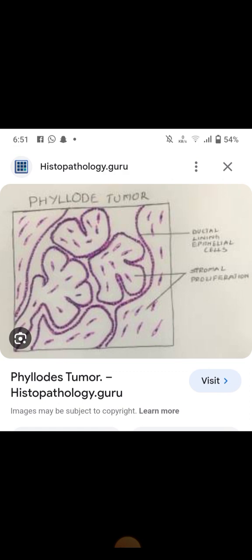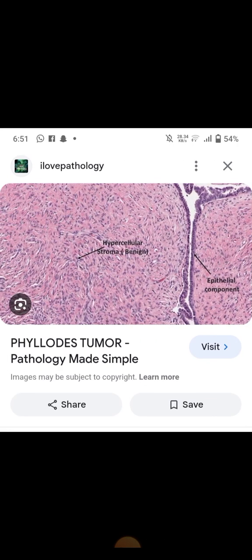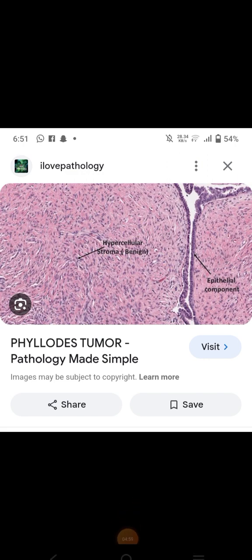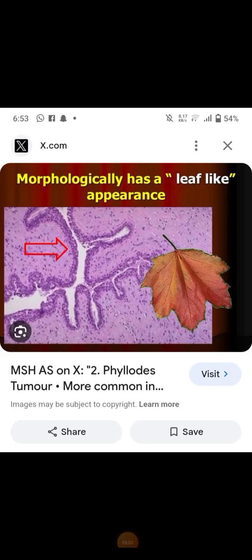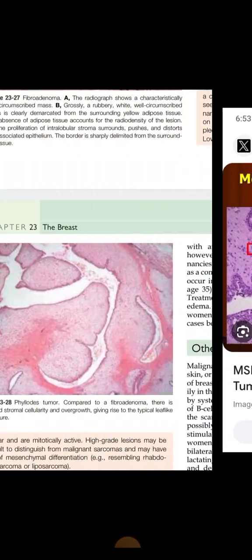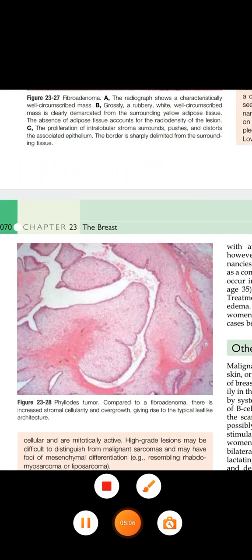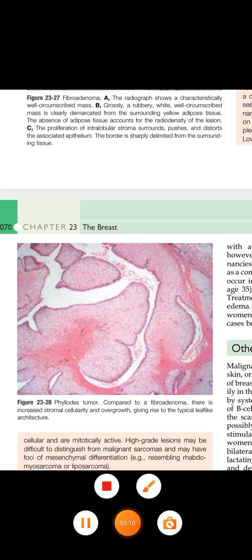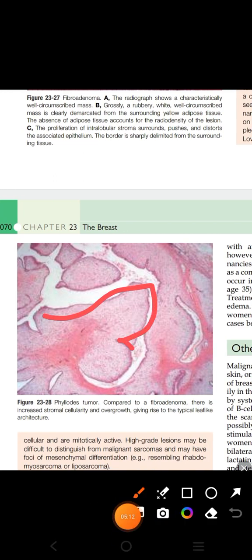In microscopic features, one feature is that stromal hypercellularity is very prominent. Number two is that the stromal component grows in such a manner just like a leaf. Number three is that, let me open it again. Like here, this is a picture of a leaf, and here stroma proliferates in such a manner that it can form bulbous protrusions, right?